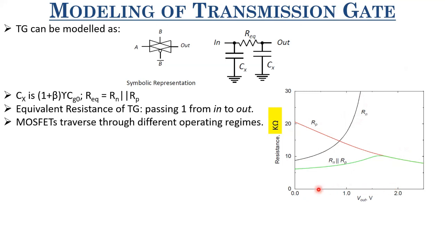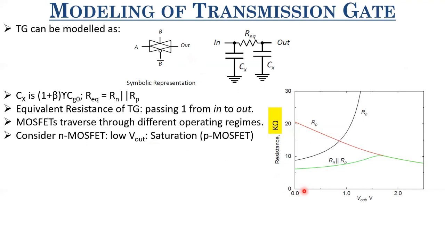Let us discuss that. As your output voltage is changing, depending upon the relation between VDS and VGS minus VT, these MOSFETs will traverse through different operating regimes, right? So let us take a few cases and try to understand it. Let us take the case when Vout is smaller. When Vout is smaller, what is its VDS? Input is 1, so VDS is high. And what is VGS minus VT?